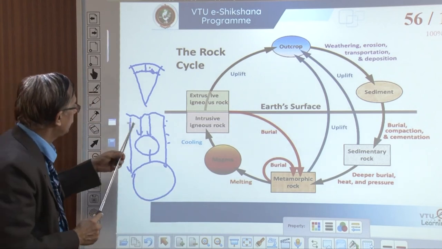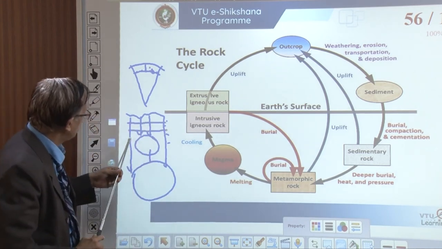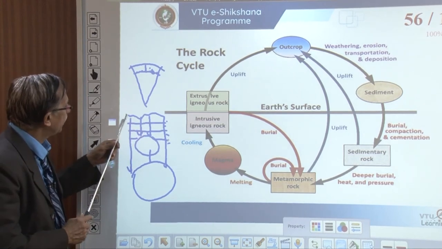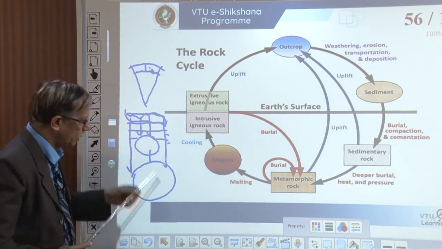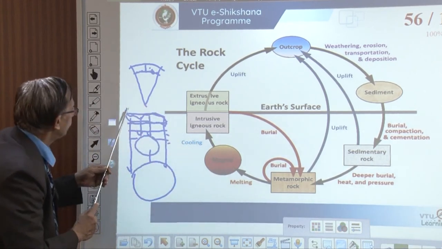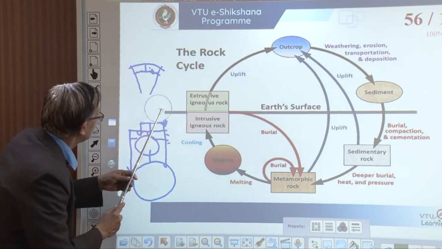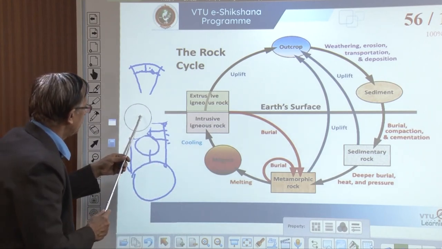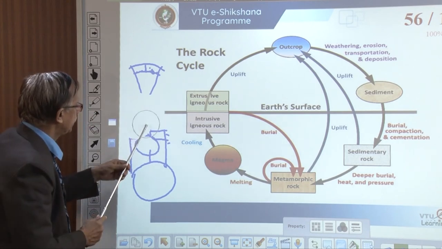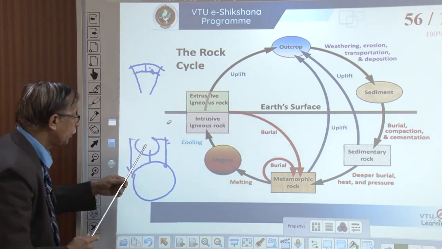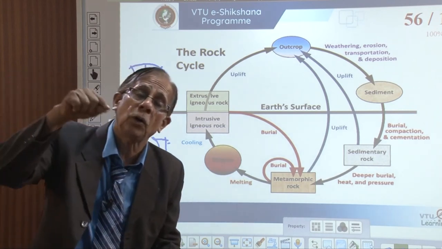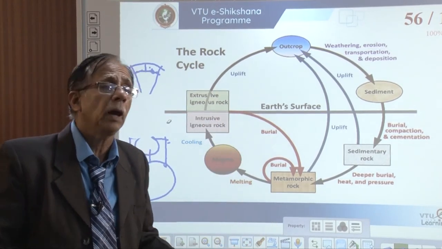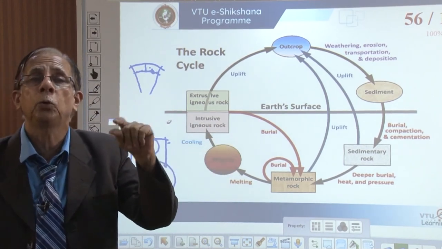What happens if I remove the soil layer? This rock now is on the ground. How can this be removed? If by weathering and erosion this material is removed, this layer is removed. After so many years this layer also gets removed. Now this rock is exposed. It means even the rocks which have formed at depth some thousand million years back can be brought to the surface by two methods.